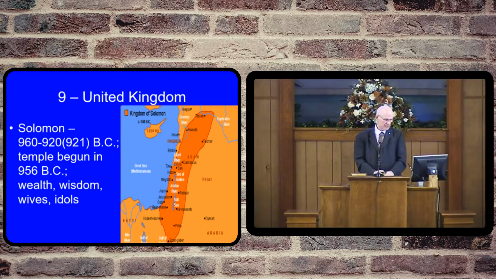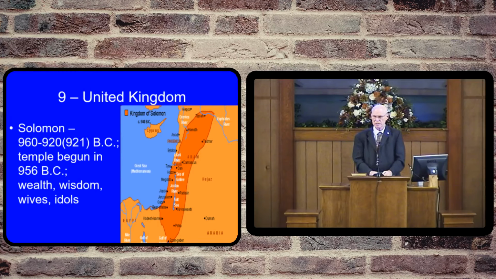And then the third king is Solomon, David's son, and all the rest of the kings in the south will be descendants of David. David's son Solomon reigned about 960 to 920 BC. He began the temple about 4 years after he took the kingdom.